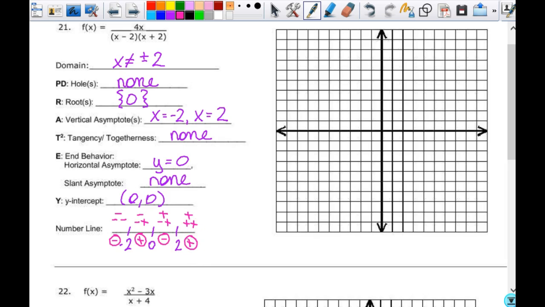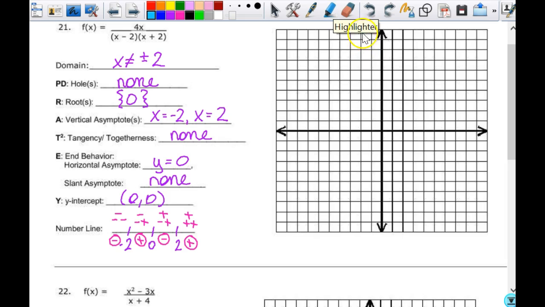And since there is no tangency or togetherness, the fact that this alternates should make sense. You still need to do this, just to make sure for yourself that you don't mess anything up. Plus, having this can really be helpful in actually graphing it. Okay, so we're going to graph it. If you haven't tried to graph it on your own, then I highly, highly suggest that you pause and try to graph it on your own, and then come back and look at what I've done.